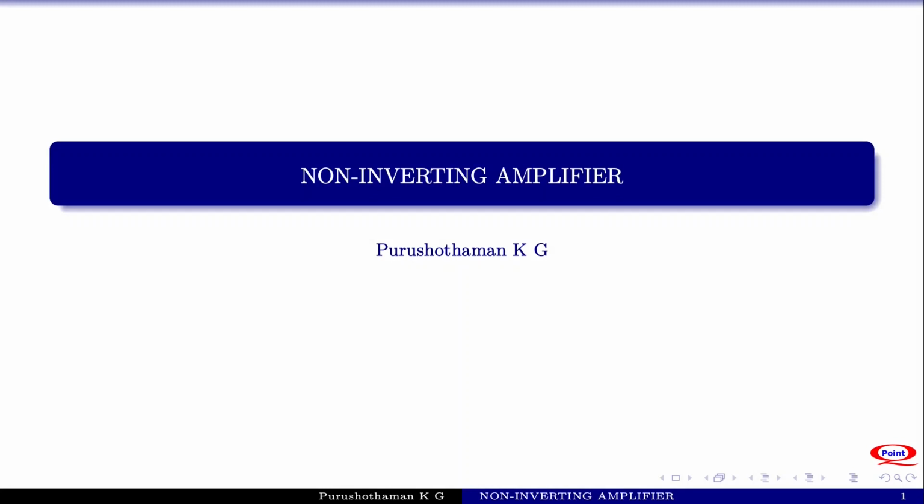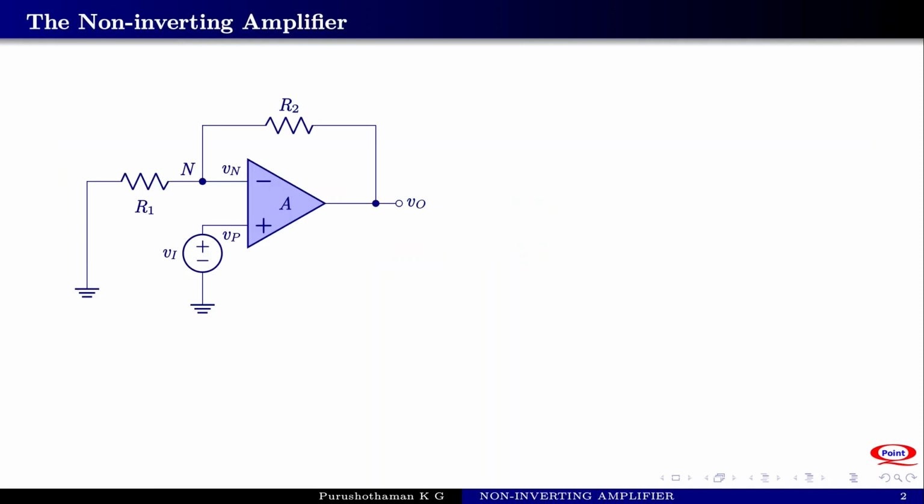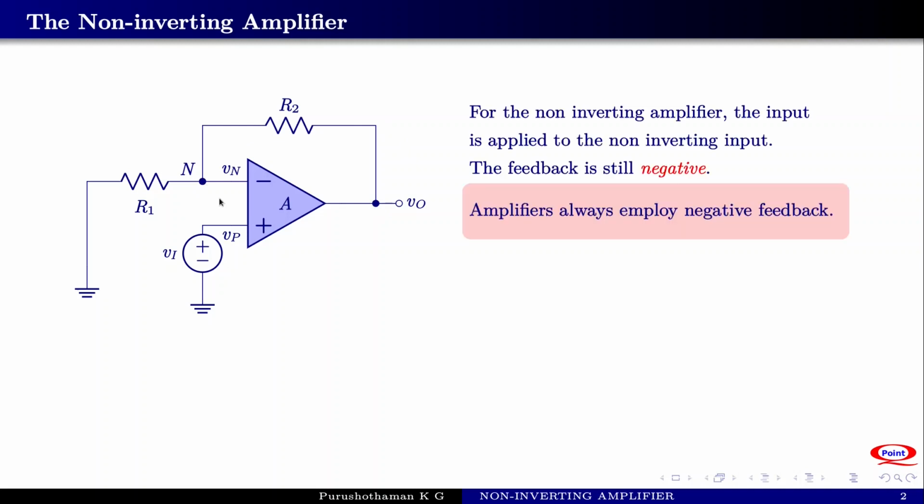Today we discuss the non-inverting amplifier. This is the circuit diagram of a non-inverting amplifier. The input is applied at the non-inverting terminal and the feedback is still negative, from output to the inverting terminal. Amplifiers generally employ negative feedback.